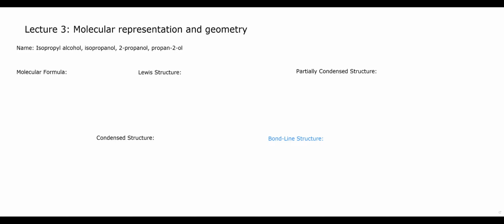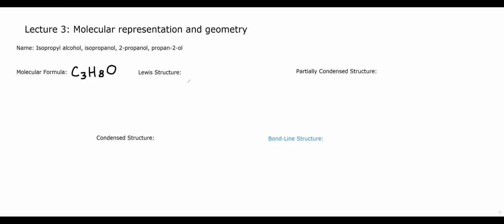So we're going to start off by looking at this molecule here, isopropyl alcohol. I've written some alternate names for it. You could see isopropyl alcohol, isopropanol, 2-propanol, propane-2-ol. These are all different ways to represent the same molecule with words. We can draw out the molecular formula for this, which would be C3H8O.